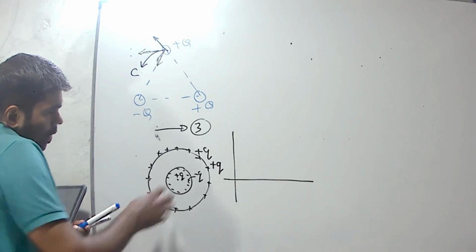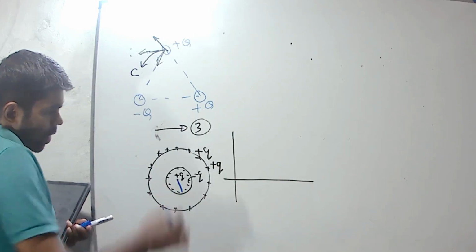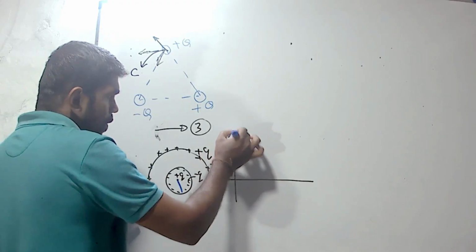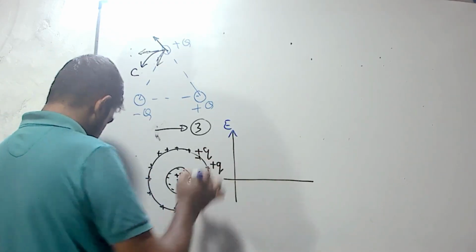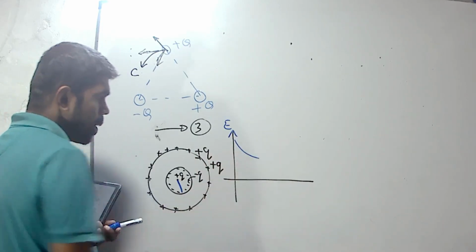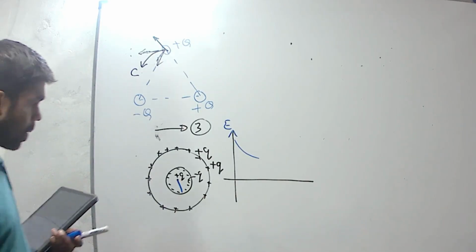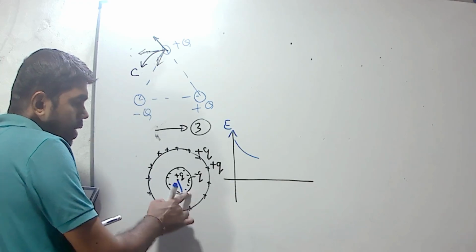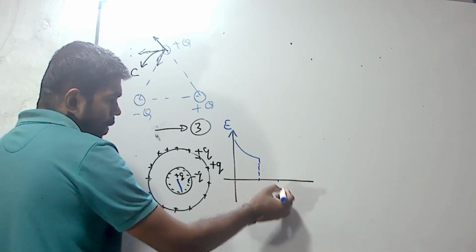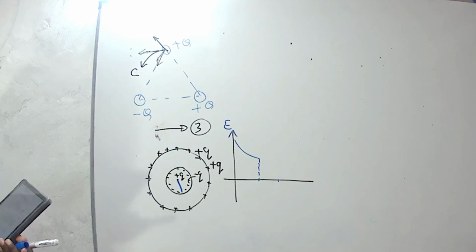Then, when considering this part, there is a charge in the center. Therefore, electric field will change like this. It is inversely proportional to R square. But there is no electric field in this region because we know that there are no field lines in the conductor.